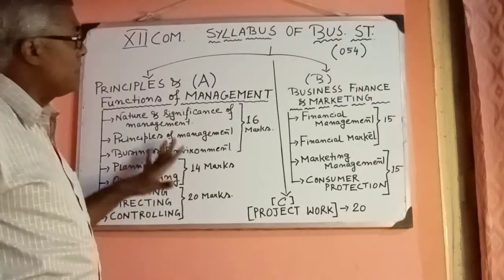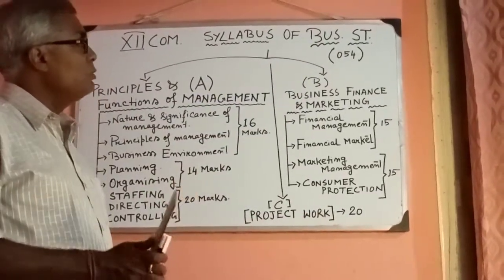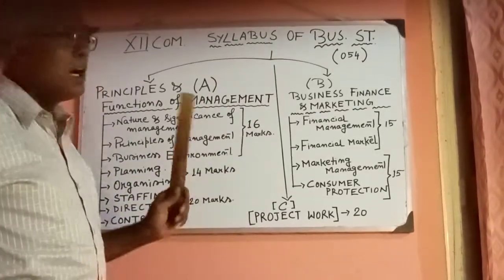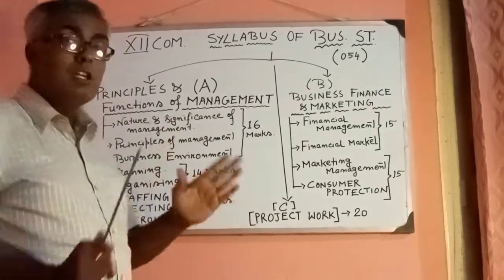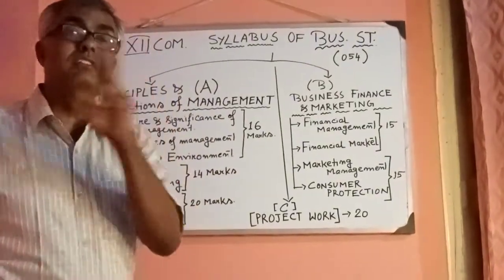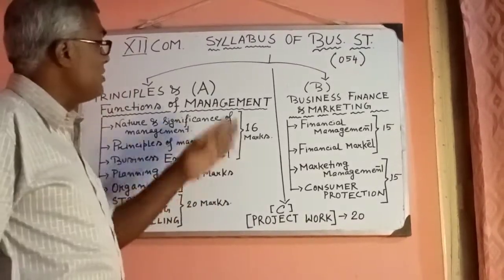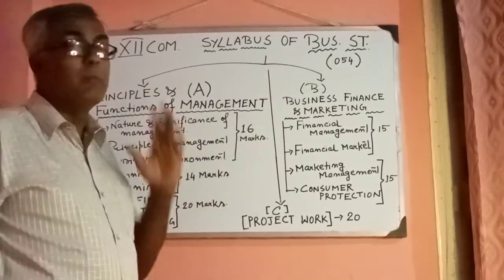So this is Part A. Now come to Part B. In Part B you see business finance and marketing. Basically Part B gives us two important branches of management: one is financial management, and another is marketing management.